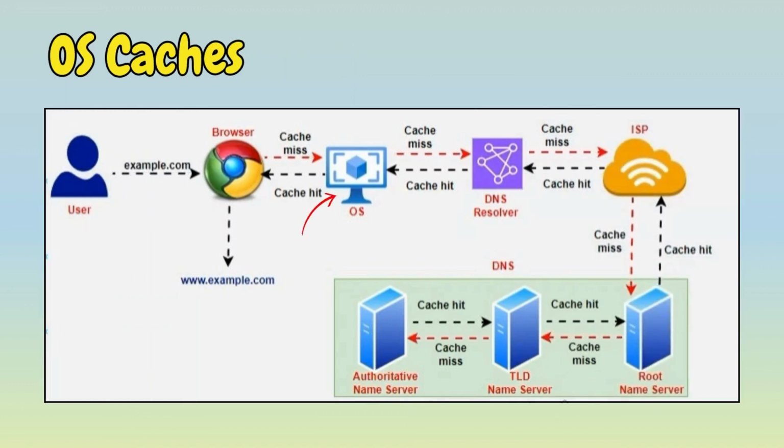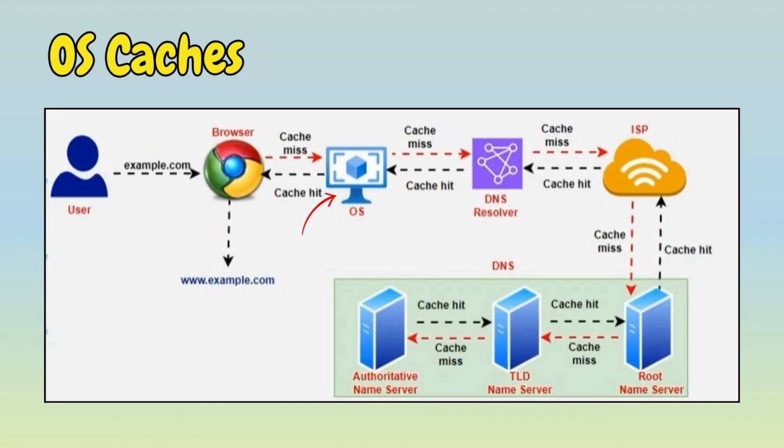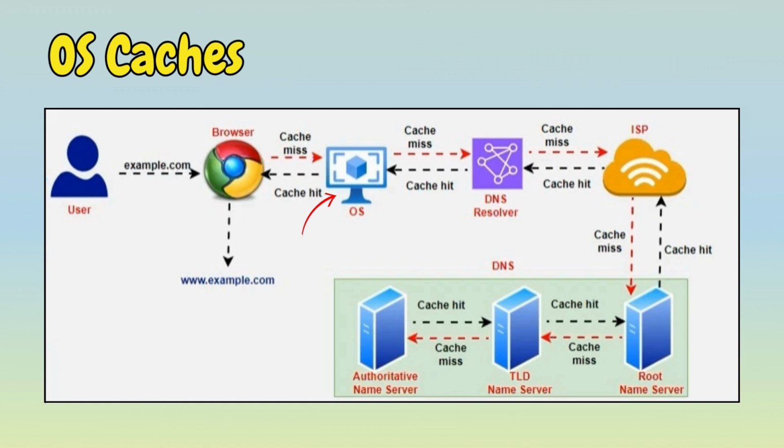Operating systems can also cache DNS records to improve system performance. OS level DNS caching stores DNS query results locally, reducing the need for repeated DNS lookups for frequently accessed domains across different applications and services running on the system.